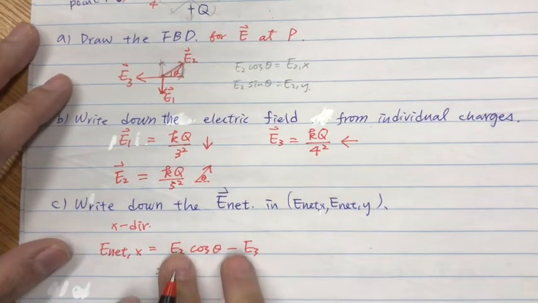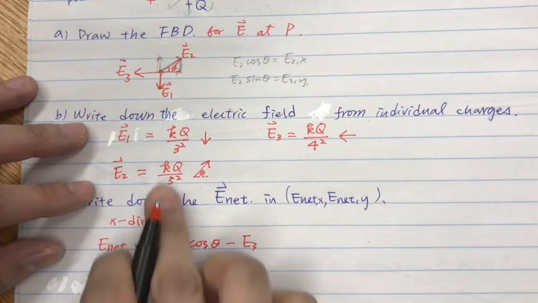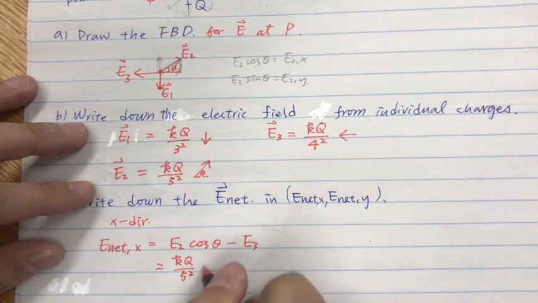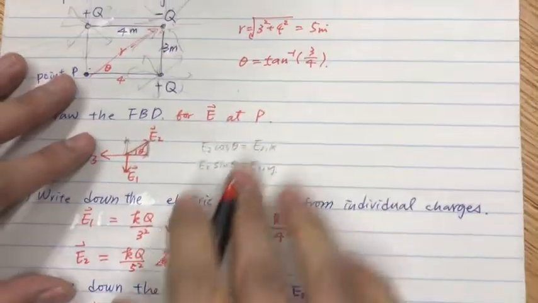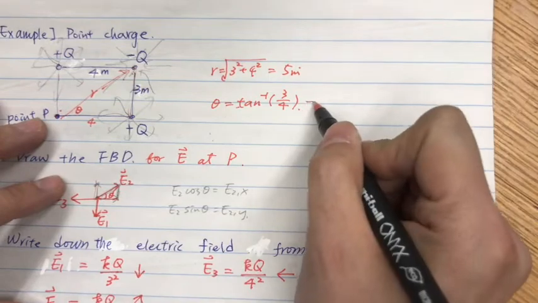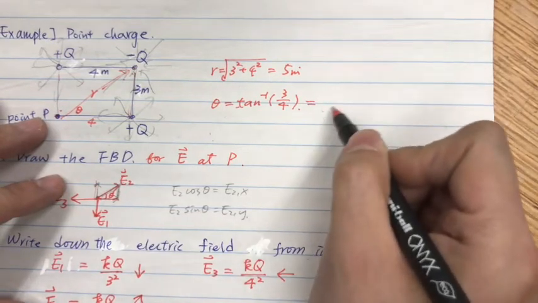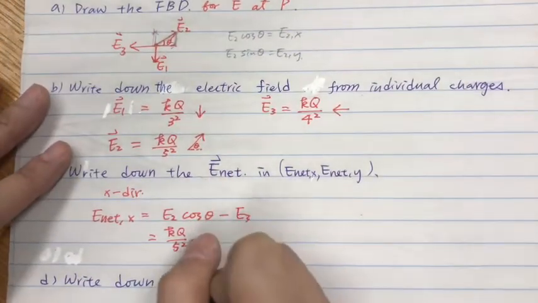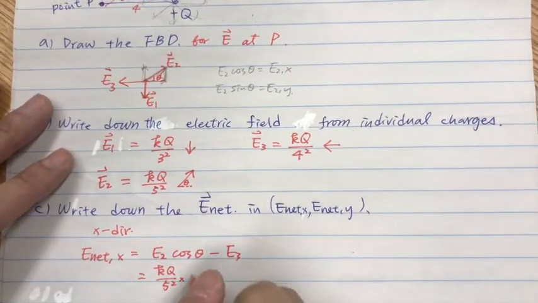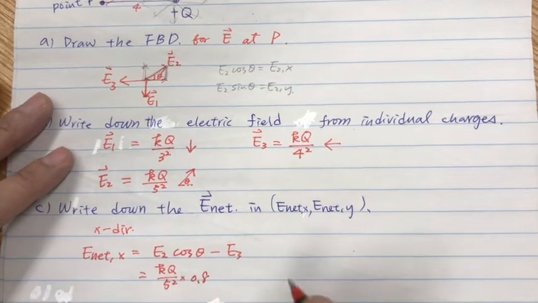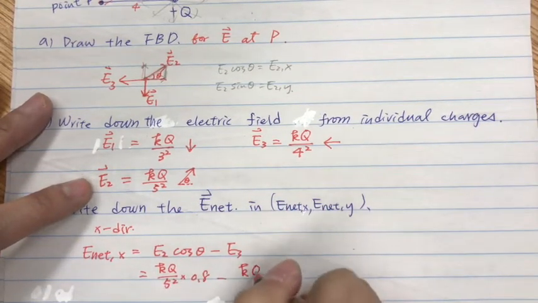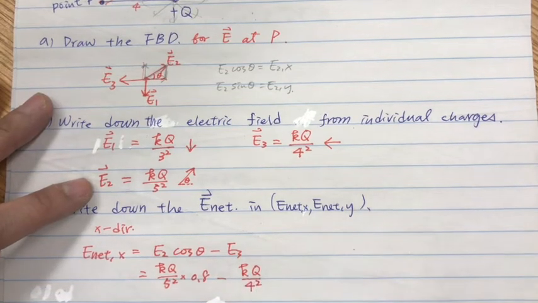All right, so now we can put things together. E2 is KQ over 5 squared, times cosine theta. And here you can put it in the calculator, and the calculator will give you an angle, and you can use this angle to find cosine theta or sine theta. So if you do that, cosine theta you'll find it's about 0.8. And E3 is KQ over 4 squared.